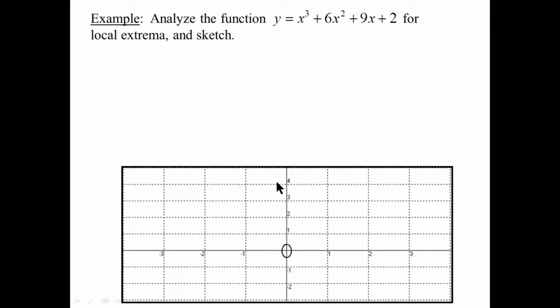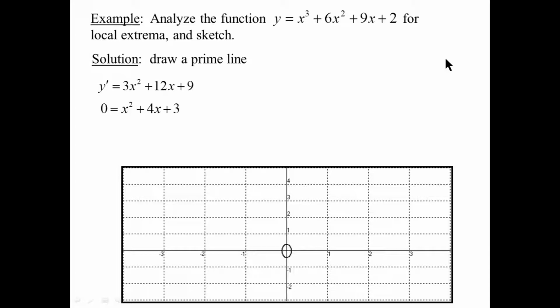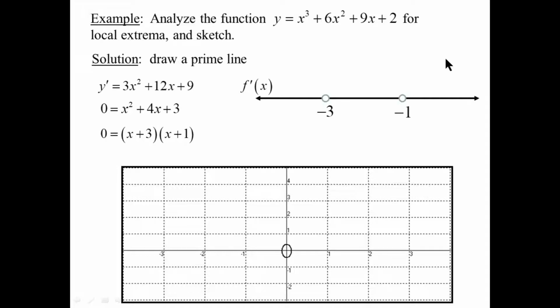Let's do another one. Analyze a function, another cubic, for local extrema and sketch. Solution, draw a prime line, which means differentiate. Set the derivative equal to 0, and I divided through by 3. Solve to find the critical points. Well, it's a quadratic, so I solve by factoring. And x equals -3 or -1. Those will be entries on our prime line, -3 and -1.